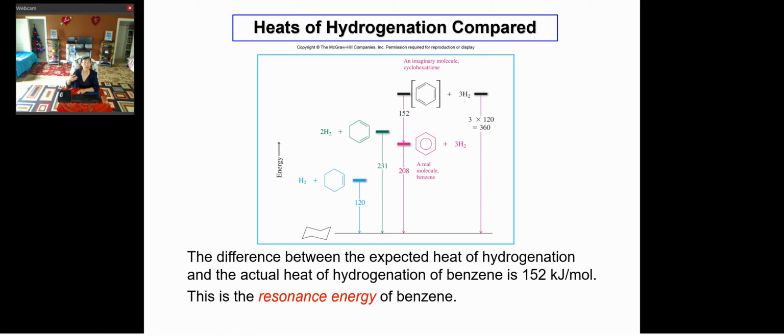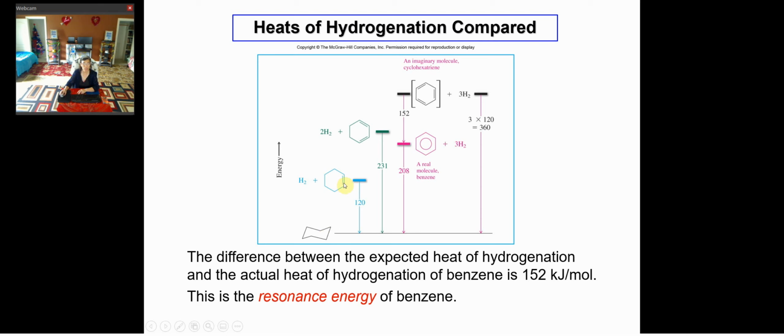Based on our prediction, let's think about it this way. If you have your cyclohexene, double bond, as our baseline. You want to convert benzene to cyclohexane. You want to convert diene to cyclohexane. You want to convert alkene to cyclohexane. You all have 6-membered rings.